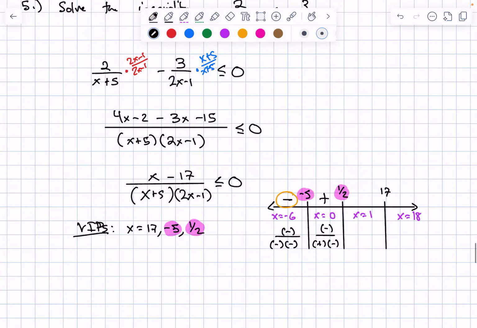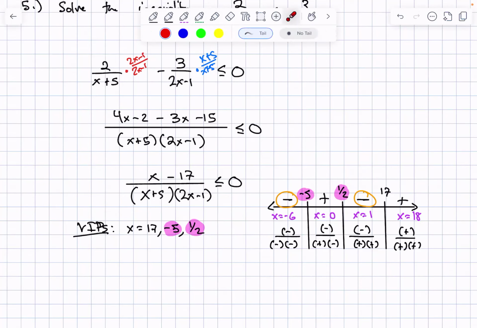Plugging in 1, I will get a negative over a positive times a positive. That is a negative, and that is a piece that I want. And last but not least, if I plug in 18, I'll get a positive over a positive times a positive, which is a net positive and not a piece that I want. Yes, this one did go from negative to positive to negative to positive. But that is not always guaranteed. Sometimes it goes negative, negative, positive, positive, negative, positive, positive, negative. It all depends. So you have to test the values.